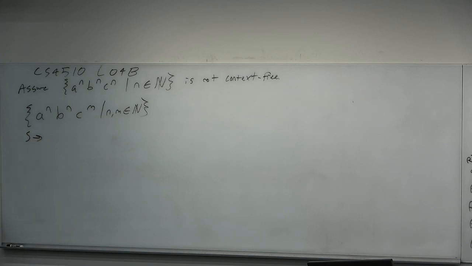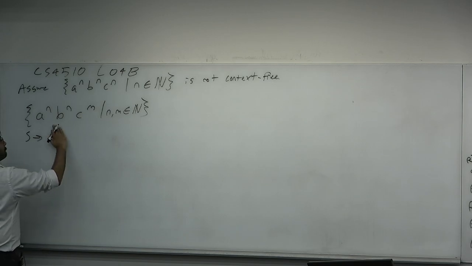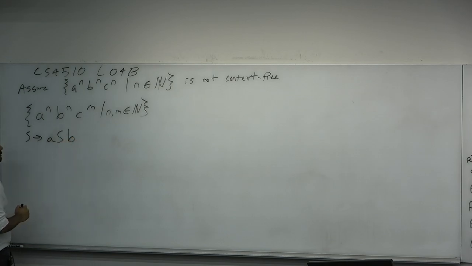You do like S goes to A, S, B. Like, I was going to, like, little a, big S, little b, and then, like, capital C. Couldn't do that. You couldn't. Why? Because the C, do it again, you'll have B, C, B, C, B, C, B, C.